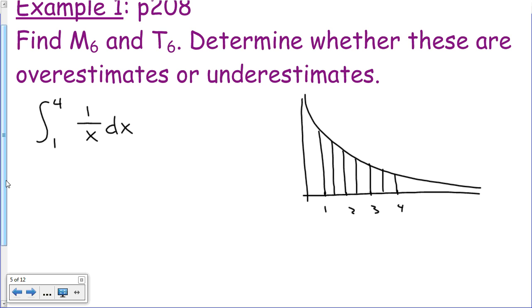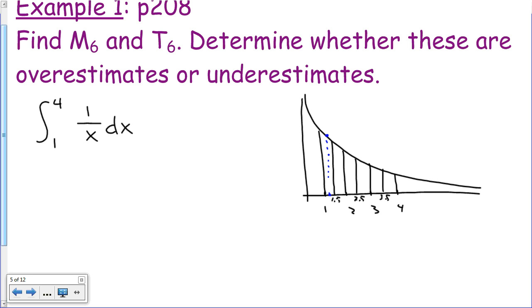Okay, and since they want us to find M sub 6, that's using a midpoint Riemann sum. So if I go ahead and mark these endpoints here, this is 1, and then 1.5 would be right here. And then 2.5, of course, is the next, and 3.5 is the next one that's not numbered there. And so the midpoint of this first subinterval is going to be right here.